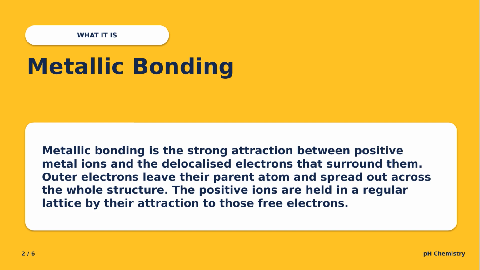Metallic bonding is the strong attraction between positive metal ions and the delocalized electrons that surround them. Outer electrons leave their parent atom and spread out across the whole structure. The positive ions are held in a regular lattice by their attraction to those free electrons.